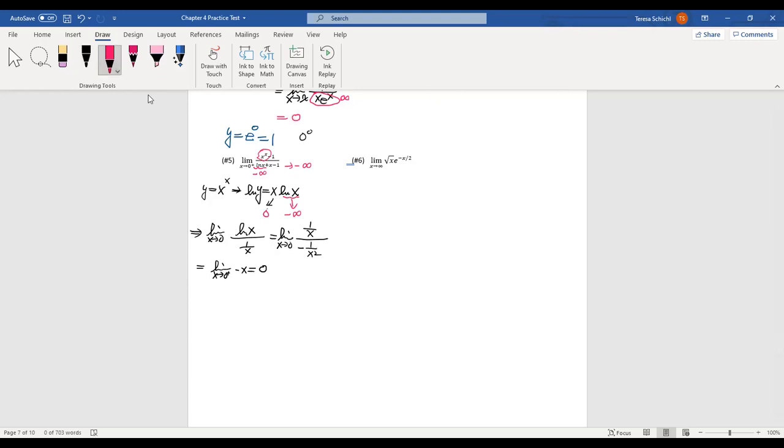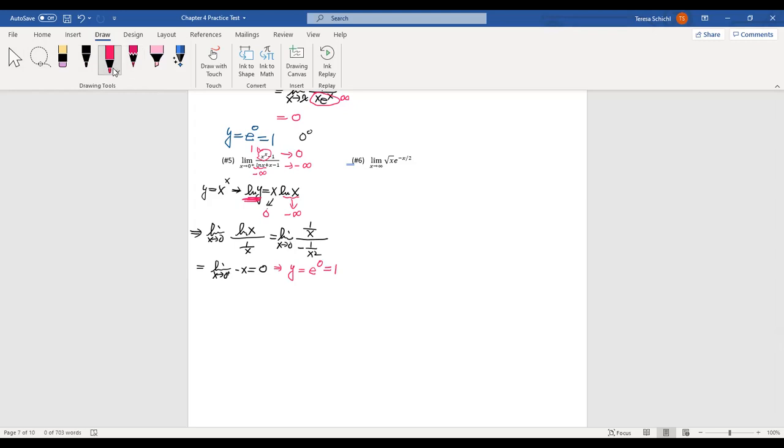And don't forget, this is natural log y. So in order to get y, what do we need to do? We need to e back, right? So we need to use e to the power to get it back. So what is the limit here? This one is 1, so 1 minus 1 will be equal to what? 0, right?